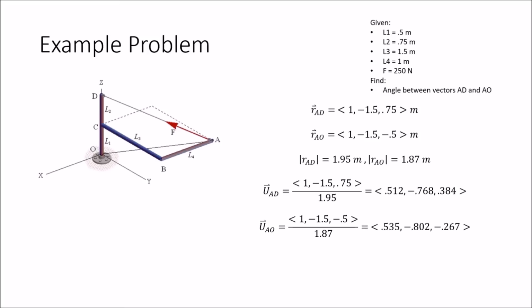Next we'll take the dot product between the two unit vectors, and then finally we'll take the arc cosine of those values and we will get a final answer of 38.1 degrees between the two vectors.